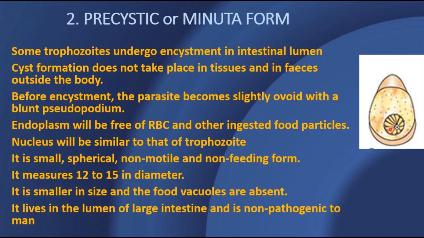The nucleus will be similar to that of the trophozoite, that means the karyosome and fine thread chromatins are present. It is a very small, spherical, non-motile, non-feeding form, measuring about 12 to 15 micrometers in diameter. It is smaller in size, and the food vacuoles are absent. Where is it going to live? Only in the lumen of the intestine, and it is non-pathogenic to man.